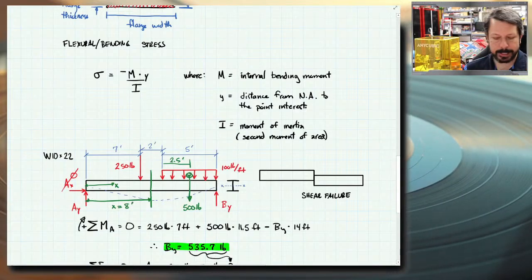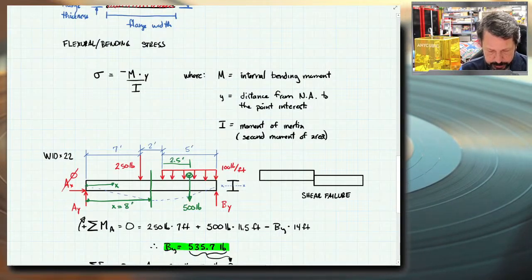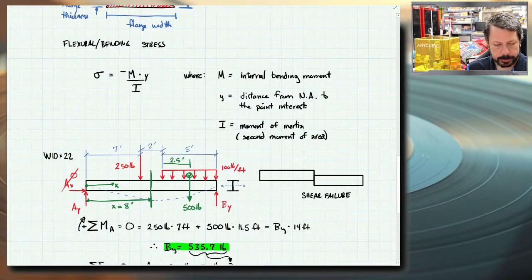So we can pick any point we want. We'll just pick that one. And we'll say that that's 8 feet from the left end of the beam. And you'll have problems on exam 1 like this, where there's a beam drawn out and I specify some point on the beam, and that's the point where you want to find this stress. So what that tells you is, cut the beam open at that point, 8 feet from the left end, draw the free body diagram, and figure out what the internal bending moment is. So let's do that.